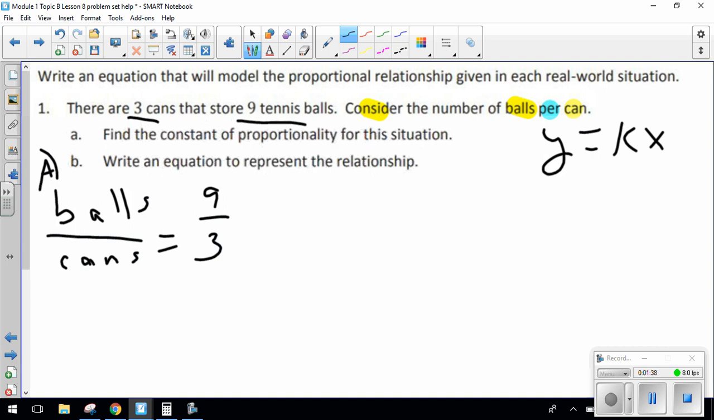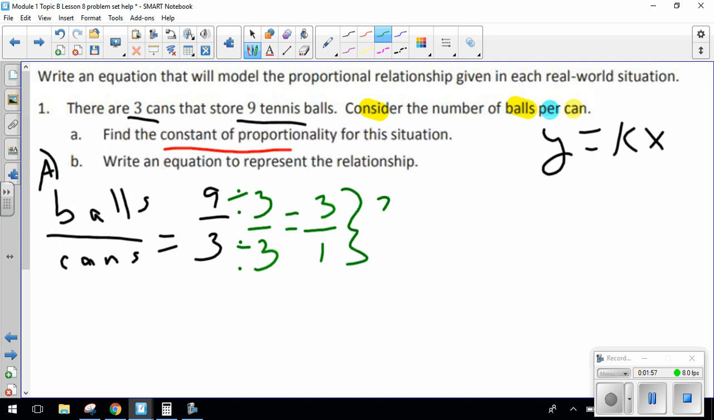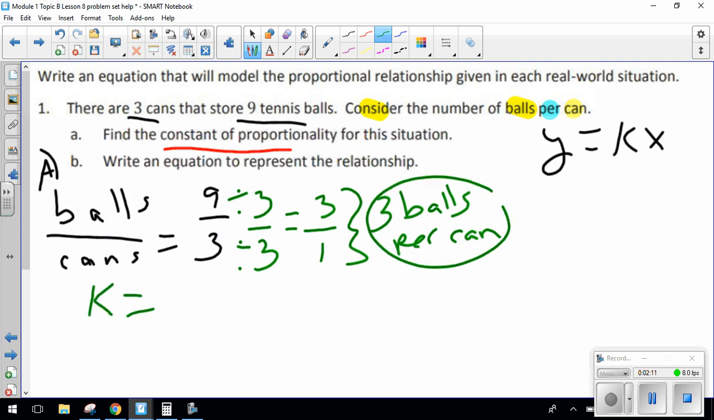And to find the constant of proportionality, that's the same as finding the unit rate. So I'm going to take both numerator and denominator and divide by 3. So I get an answer of 3/1. So what this means is I can store 3 tennis balls per can. So for part A, it says find the constant of proportionality. What part A is asking us to do is find what k is equal to. So k is equal to 3.